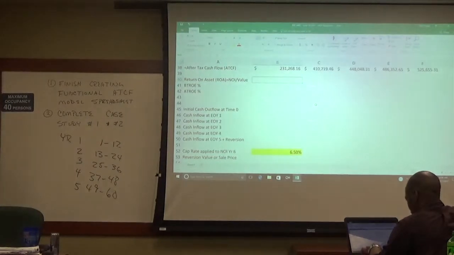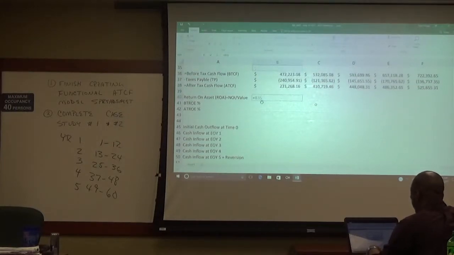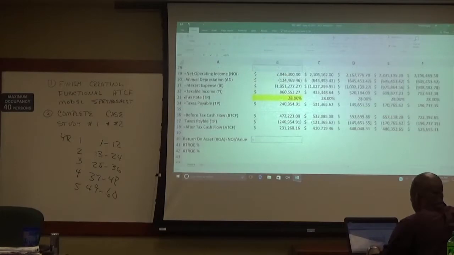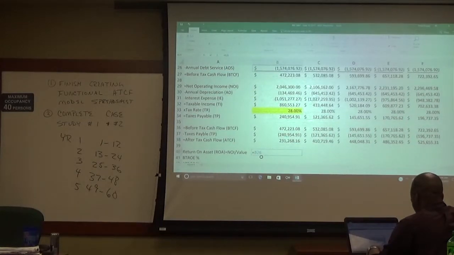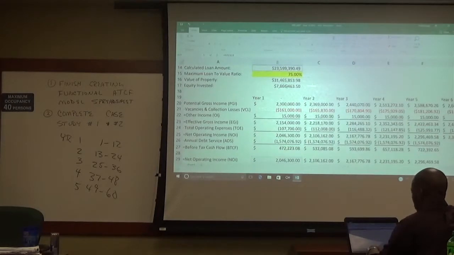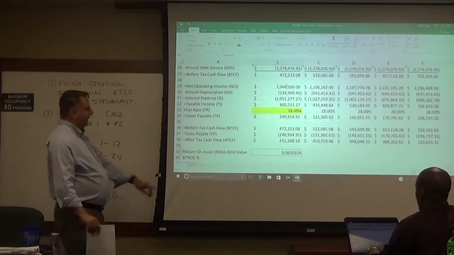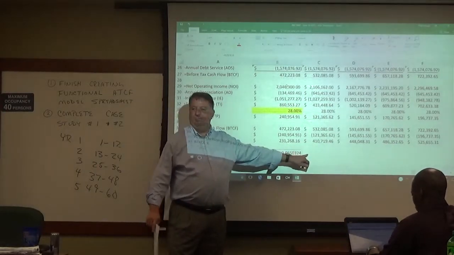In this particular case, you're going to hit equal, go up and find the NOI for that year, which looks like we can use cell B29, divided by, and then go up and find the overall value of the property, which is cell B16.